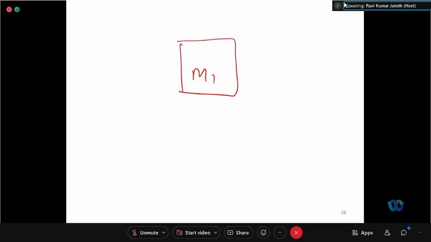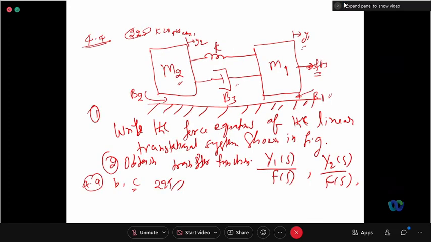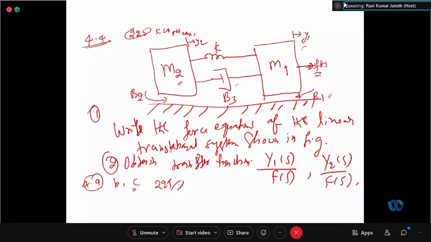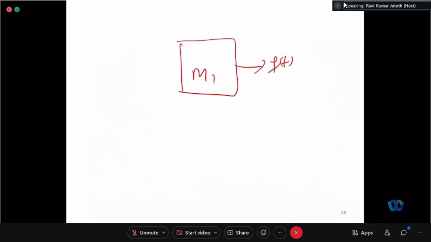Okay, so M1. Right, so f of t is in this direction. Displacement is in this direction, so y1 now. Right, so in the free body diagram we have to indicate the forces.